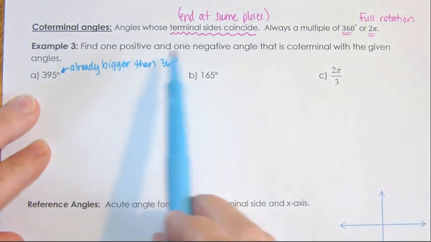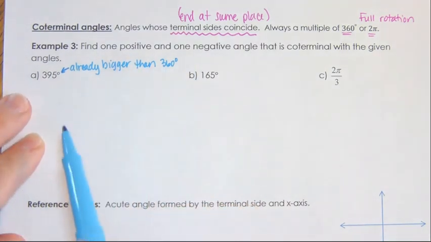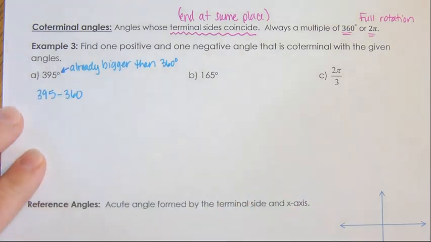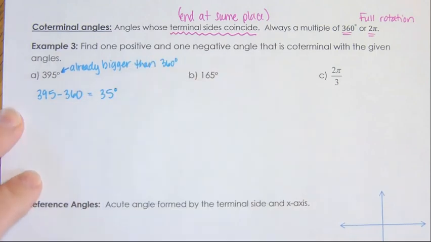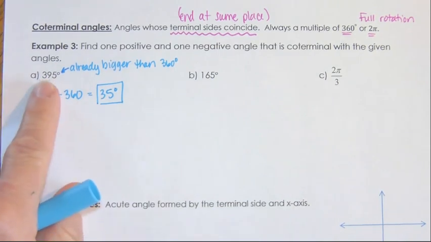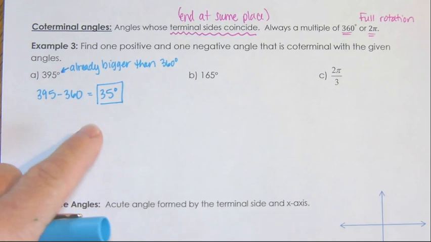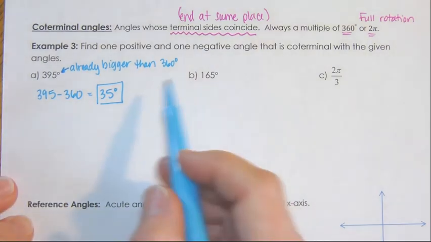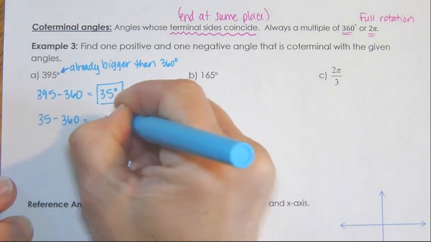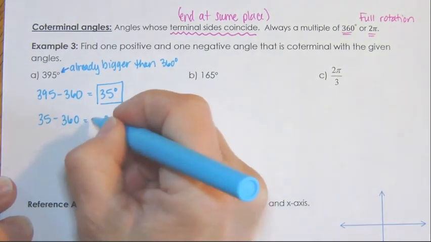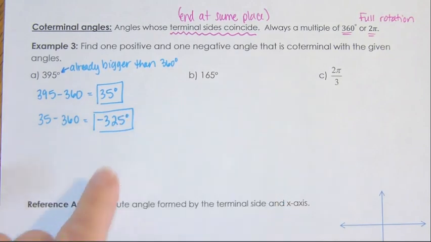And since I want a positive and a negative angle, if I subtract 360 from 395, that's going to give me 35 degrees, which is positive. If I want a negative angle, I'm not going to get a negative angle by adding 360 to this, so I'm going to go ahead and subtract 360 again, but I'm going to subtract it from 35 where I left off. So 35 minus 360 is going to give me negative 325 degrees.